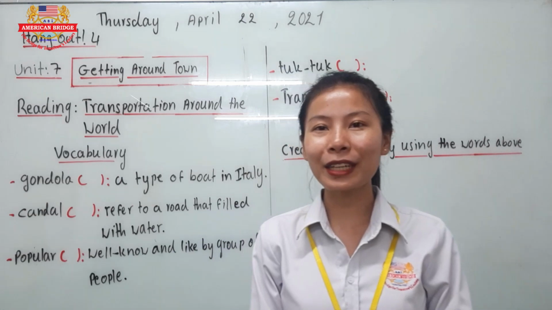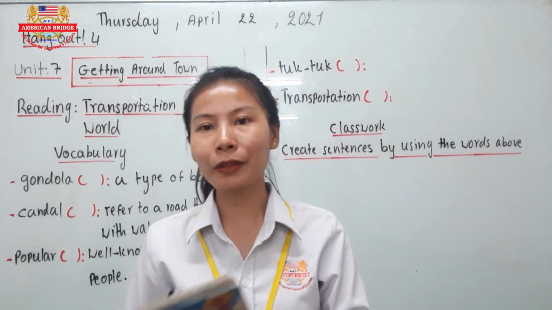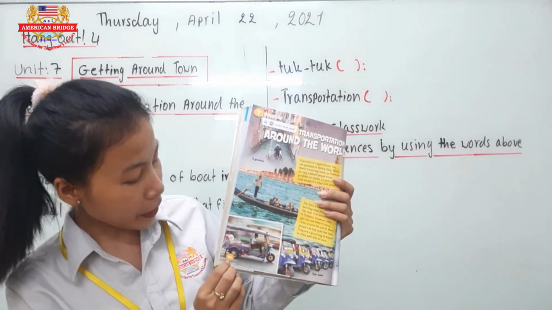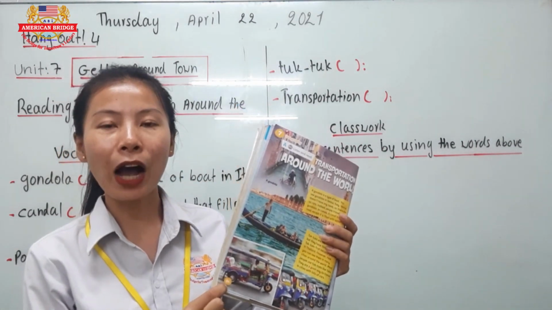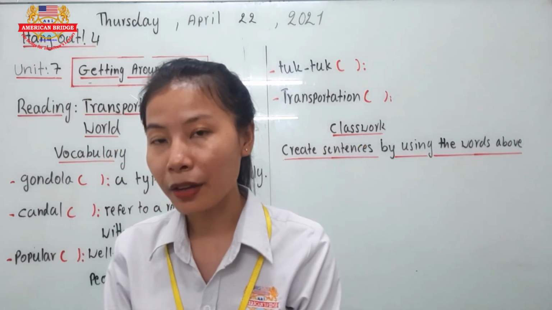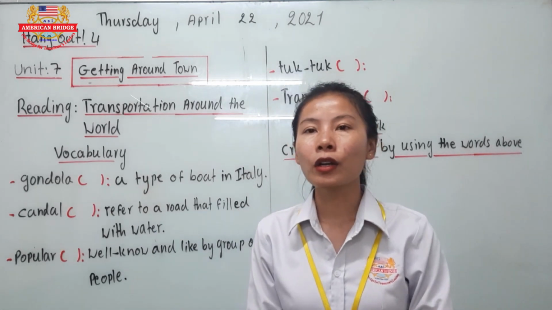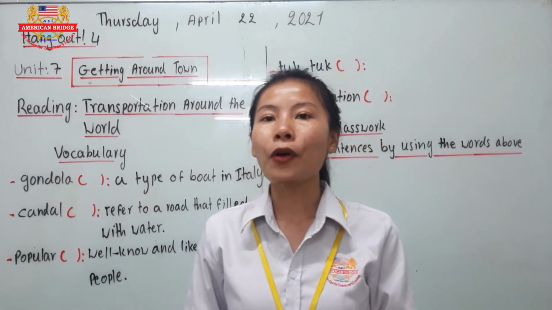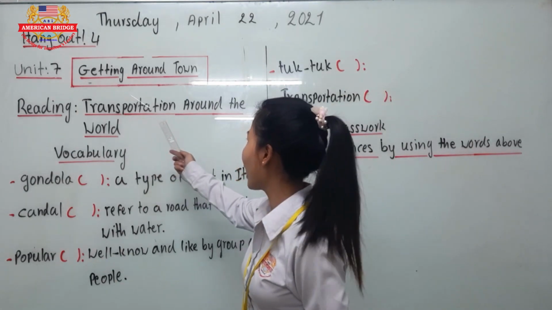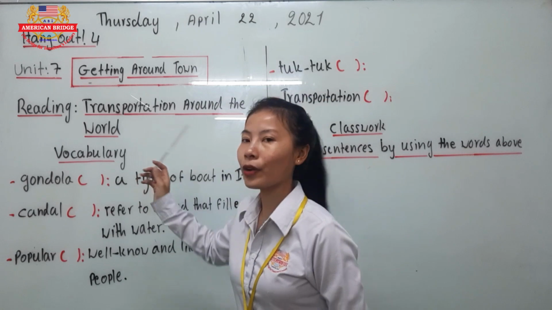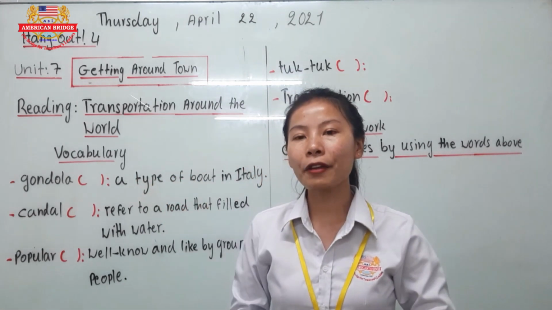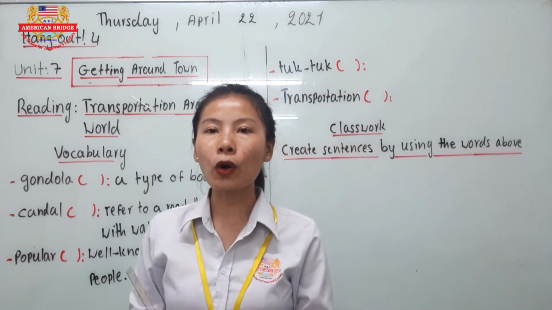All right, everyone, so today we continue our lesson on page 84. So please open the book on page 84 so that you can see today's lesson. We focus on the vocabulary first before we learn the meanings through our reading on this page. So the reading today is Transportation Around the World. Transportation, we refer to a way where we go somewhere.